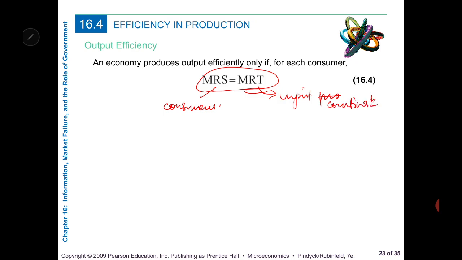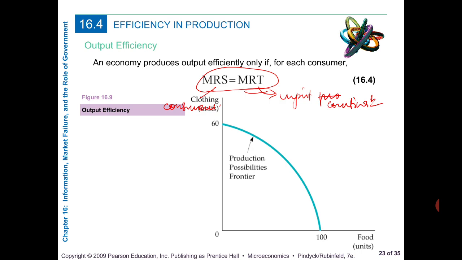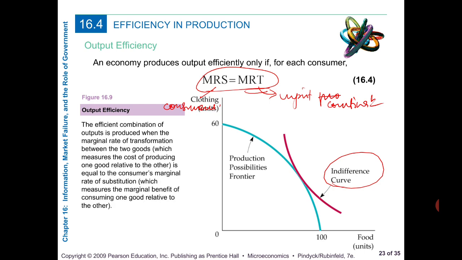Or the production decision. So MRS describes consumers' willingness to pay for an additional unit of food by consuming less clothing. It's how they decide. So MRS is represented by the indifference curve. And the efficiency between the input and output will be observed when MRS equals MRT. That means the slopes of the two curves are the same, and that happens at point C, at the tangent point.